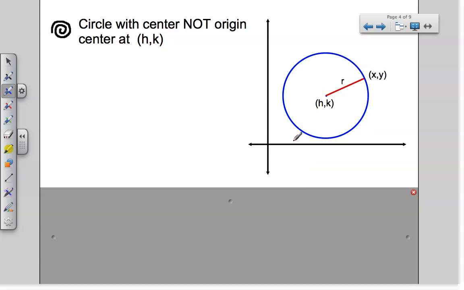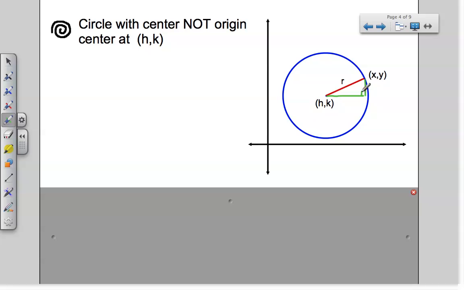Alright, let's make it more interesting though. What about a circle with the center not at the origin? Okay, and we're going to call the center h comma k. If you notice here, here's my h comma k, and radius is labeled to a random point x comma y in that circle. I'm still going to form that right triangle.